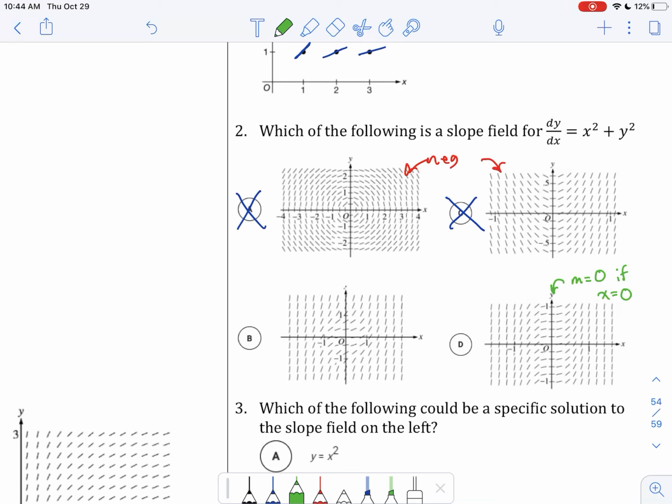However, if I look at my equation here, if x is equal to 0, y squared should still make it positive. So this should still be positive even if x is 0. That's how I'm able to cancel out D, and therefore B must be the answer. And I'm not going to worry all that much.